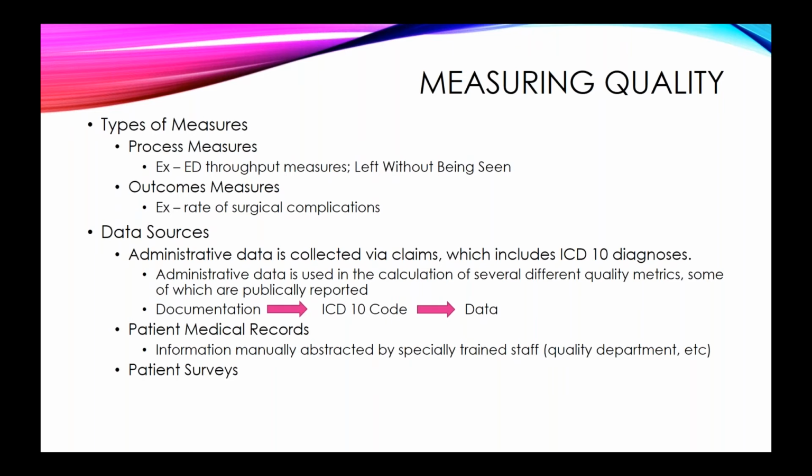Another source is the patient medical records, and that's usually where your quality department comes in, and they are manually abstracting information out of the records for specific metrics. And usually those staff members are specially trained in whatever registry they're looking for or whatever measure they're abstracting for.